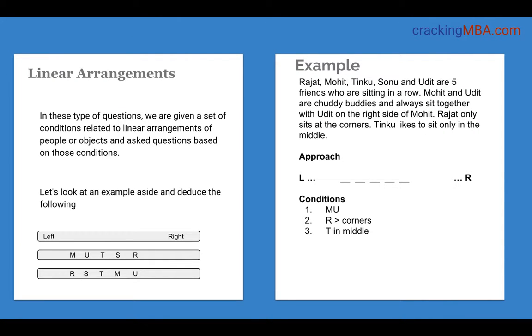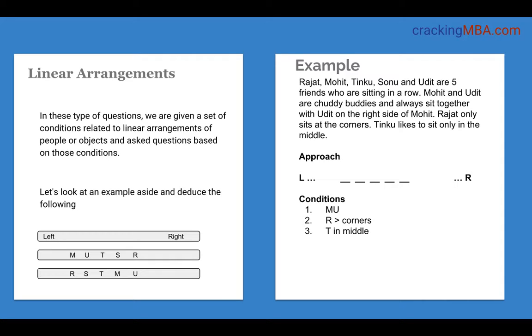So linear arrangements basically consist of a set of conditions which are related to people or objects, and questions are asked based on these conditions. Typically, here we have an arrangement in a row. So we have the sequencing either from left to right or right to left as specified in the conditions. So let us look at one sample question and see how the questions are asked based on these conditions.